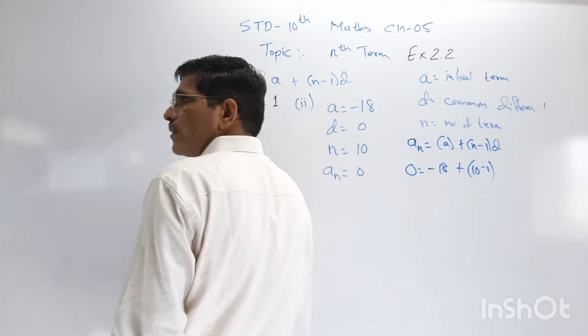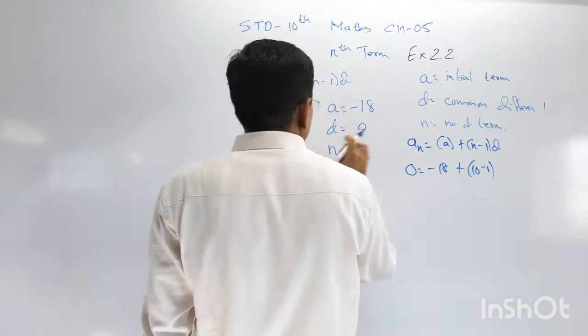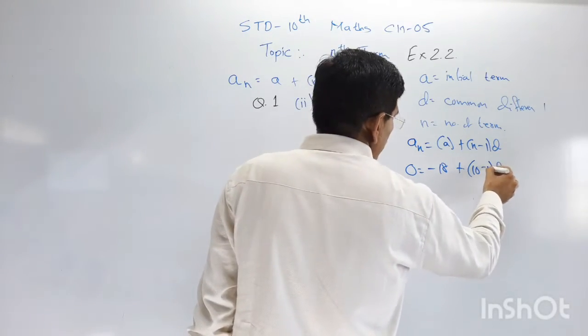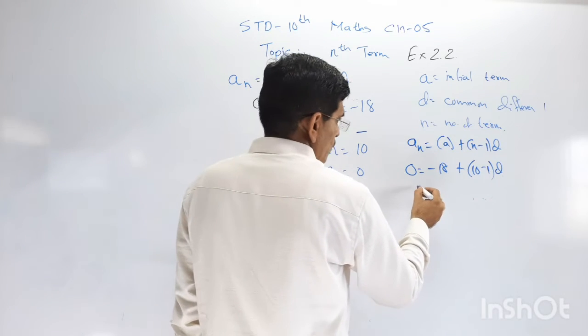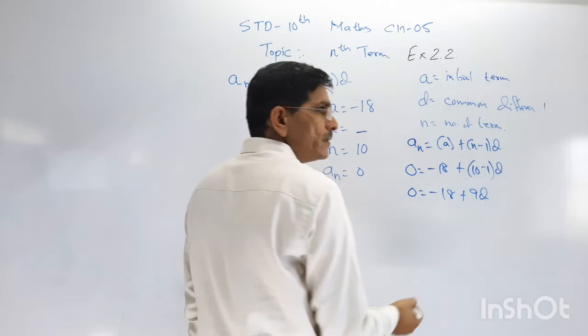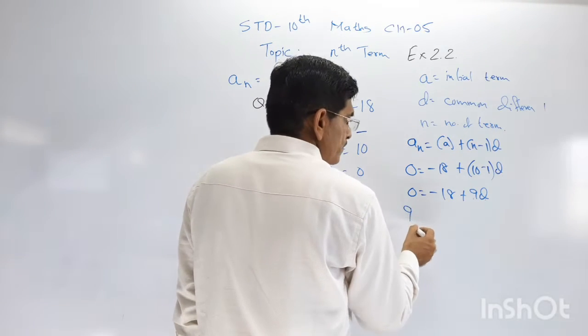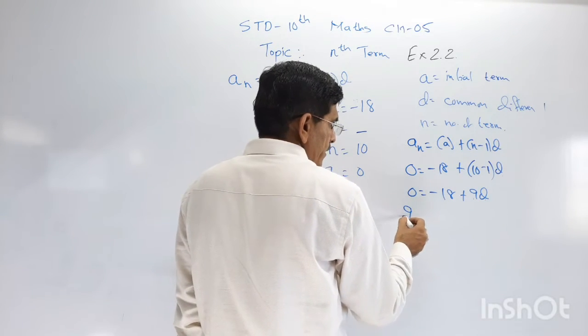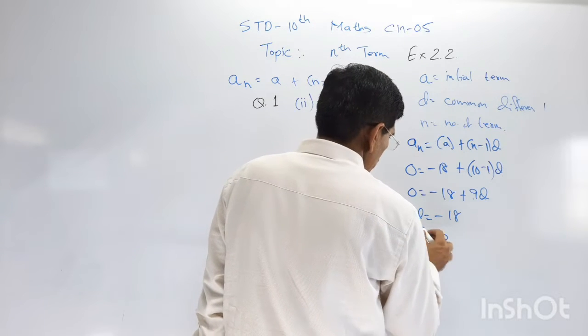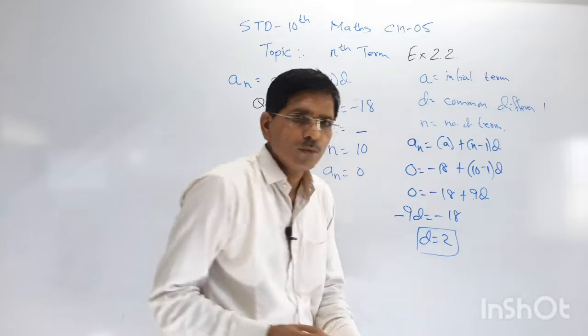Okay, I think I have made a mistake. So D is a dash, and that is what we have to find out now. So 0 is equal to minus 18 plus 9D. So minus 9D is equal to minus 18, so D is equal to 2.